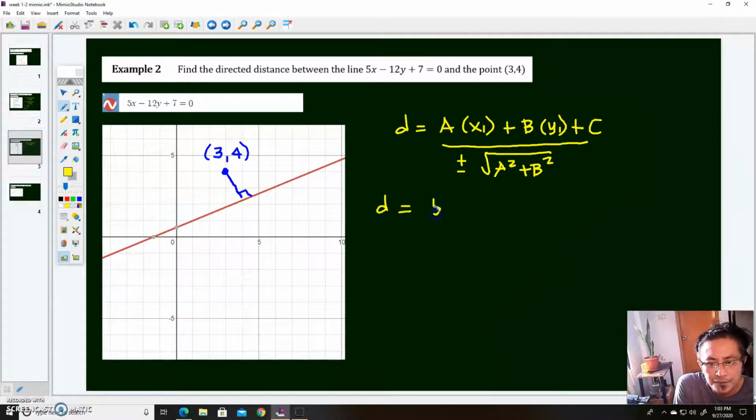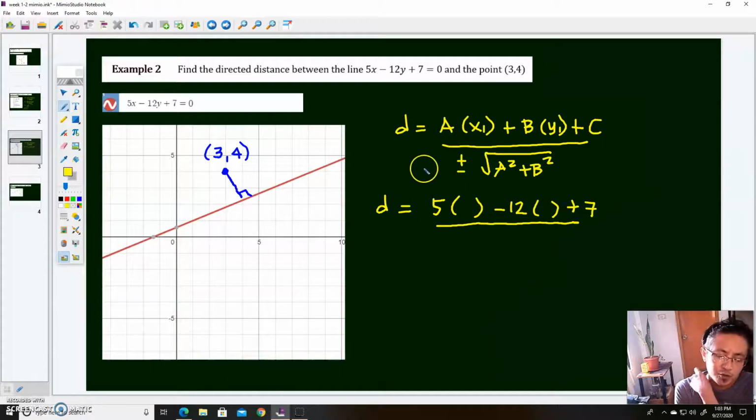So we have 5, two blanks for the coordinates. Now, you have a negative 12y there, so it should be not a plus, but a minus 12, and then blank, and then plus 7, all over plus or minus. Now remember, we have to choose the denominator to be the same as the sign of b. And obviously, our b is a negative, so we have to choose negative.